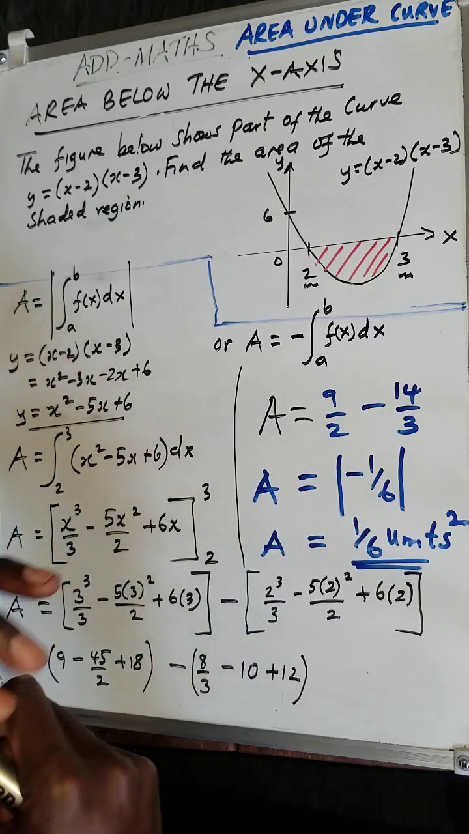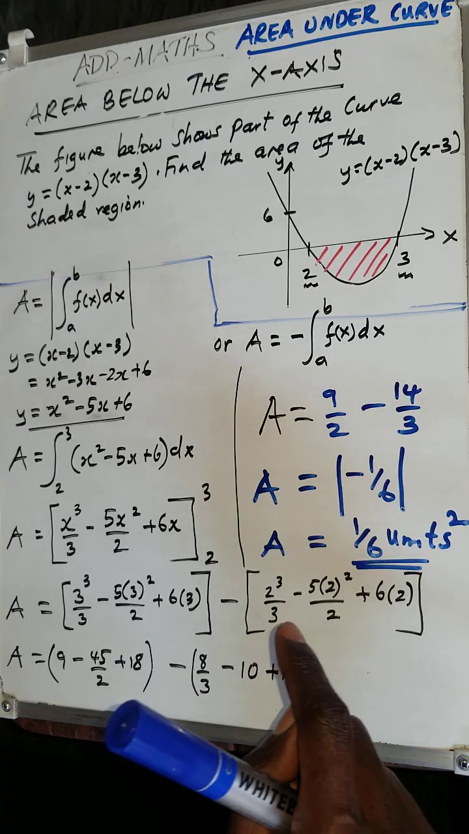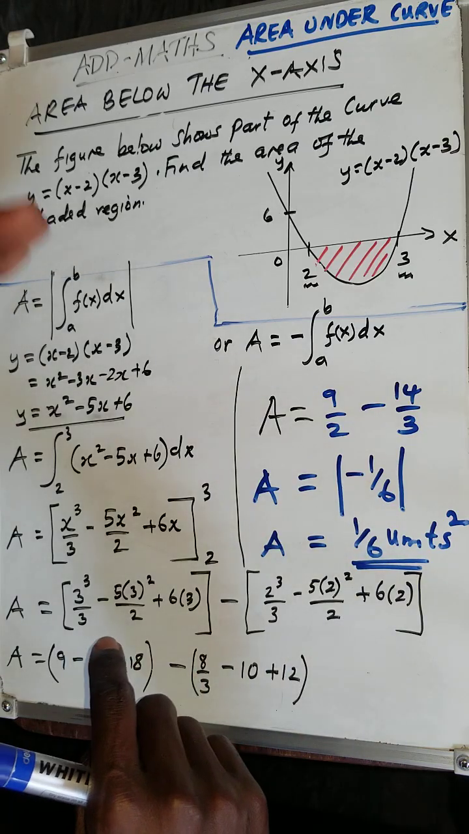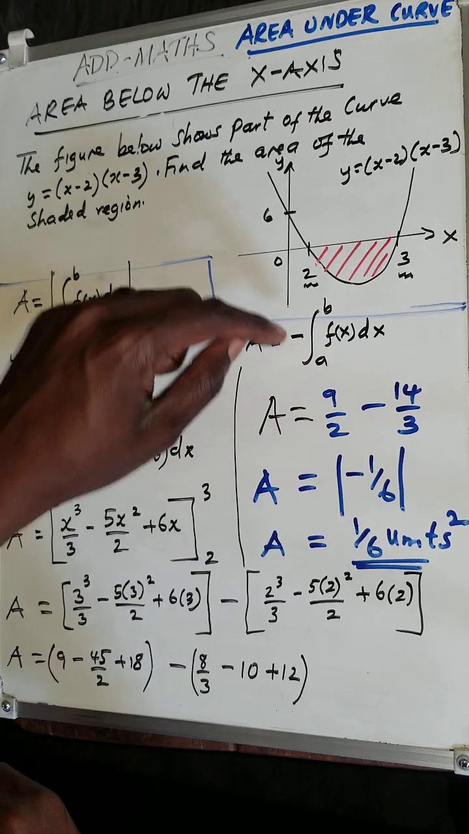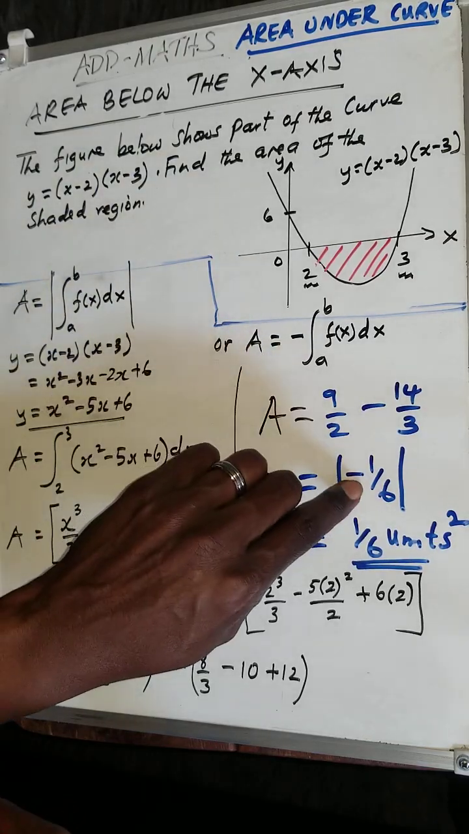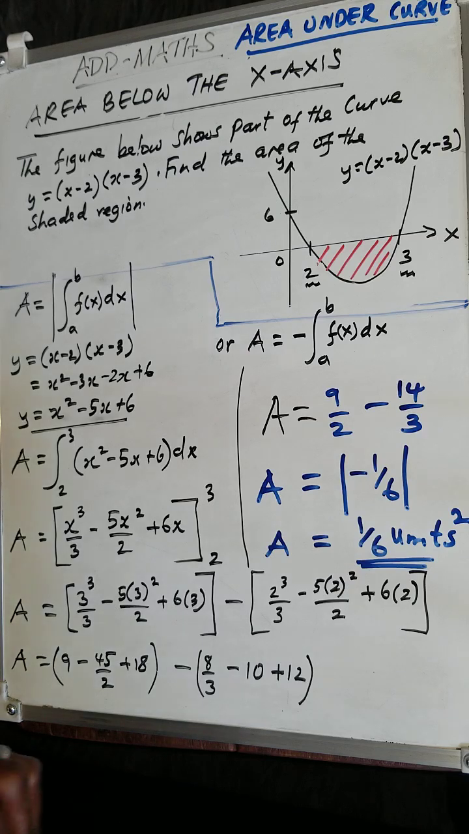So like I told you, when you're calculating the area below the x-axis, you need to put the modulus, especially if it is below the x-axis. Or you can put a negative, which would have counteracted the negative to give you a positive, because we're interested in the numerical value.